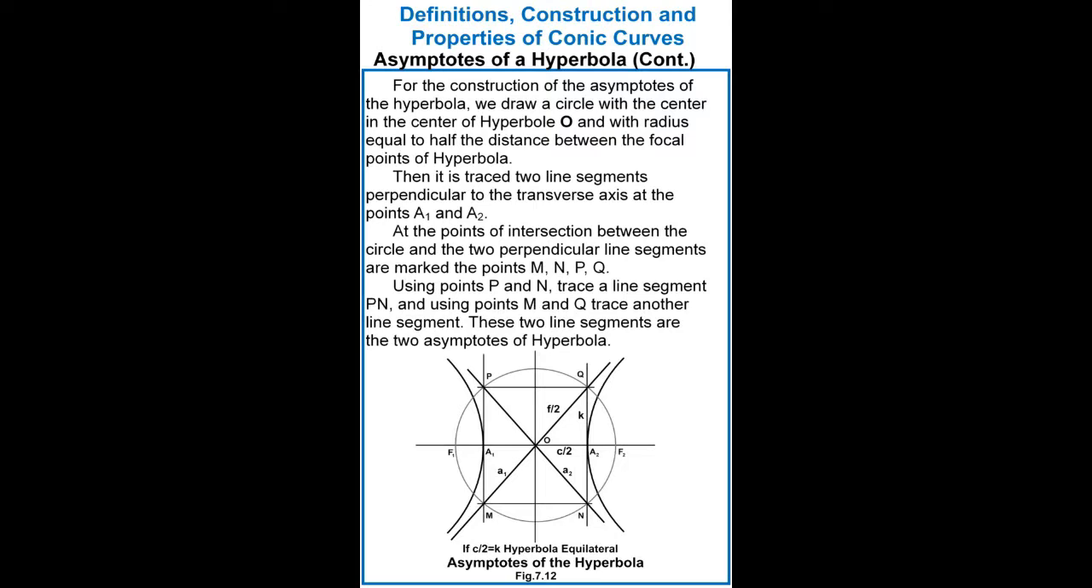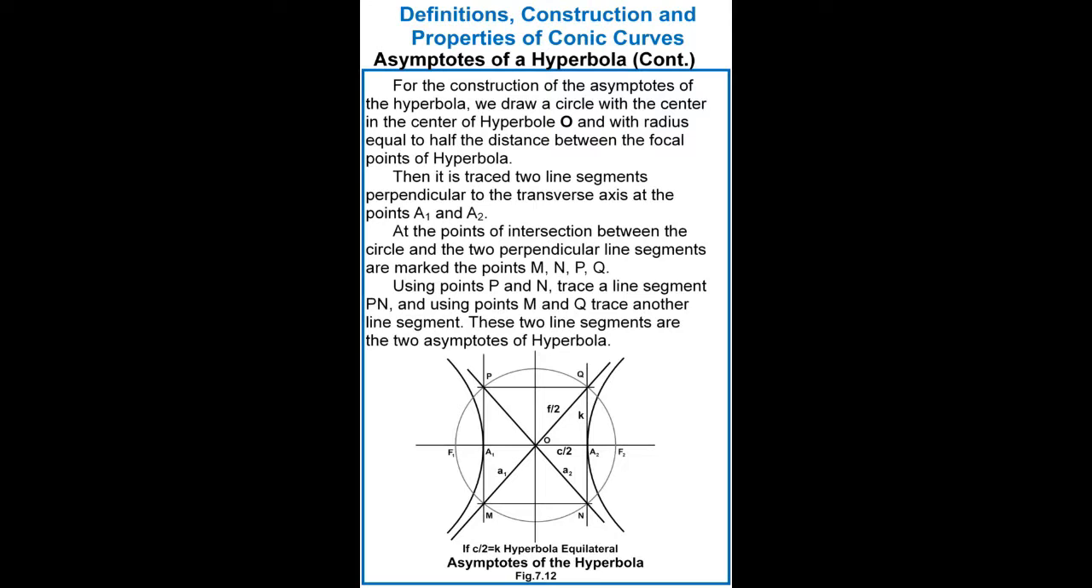In this seventh slide, we continue showing the properties of the asymptotes of the two branches of the hyperbola curve. Figure 7.12 is displayed again. For the construction of the asymptotes of the hyperbola, a circle is drawn with center at the center of the hyperbola O and with a radius equal to half of the distance between the focal points of the hyperbola. Next, two line segments perpendicular to the transverse axis are drawn passing through points A1 and A2.